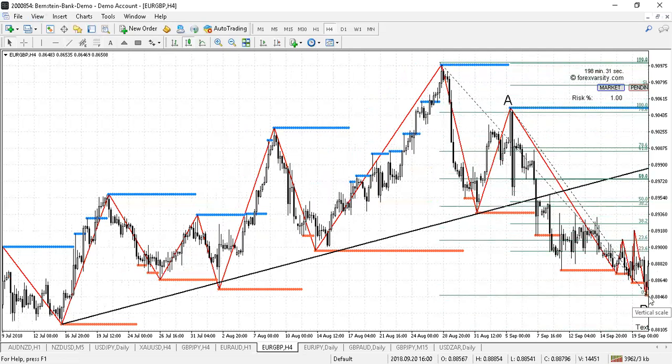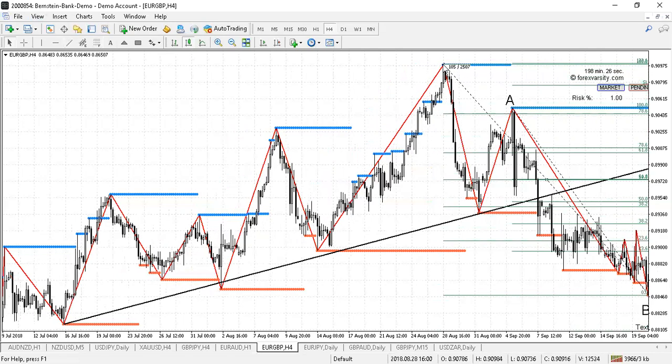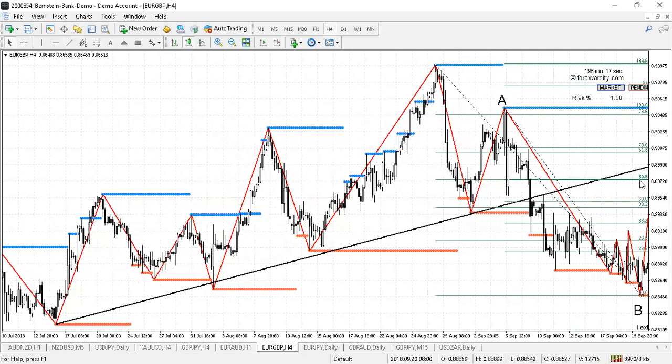What sticks out for me is when I do that, and I've drawn from the previous high instead of this point, right down to the end of B here, there's two levels which are lining up. From A to B, it's a 61.8 retracement level, but from the previous high to B, it's lined up exactly with a 50 Fibonacci retracement.